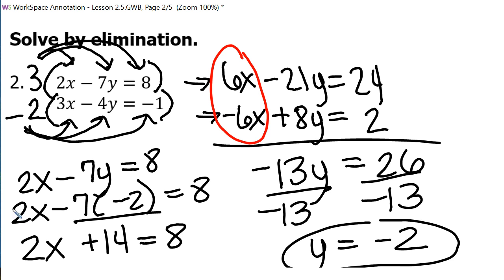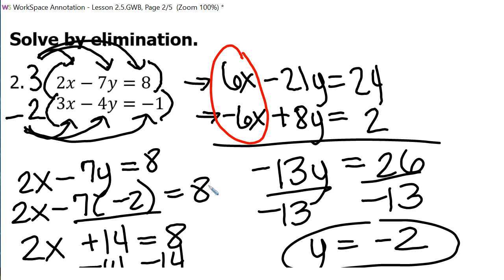What's next? Subtract 14 from both sides. What is 8 minus 14? Negative 6. Divide both sides by 2. X is negative 3. Now I need to make sure I write my answer as an ordered pair. So what would my answer be as an ordered pair? Negative 3, negative 2. Make sure it's written as an ordered pair.